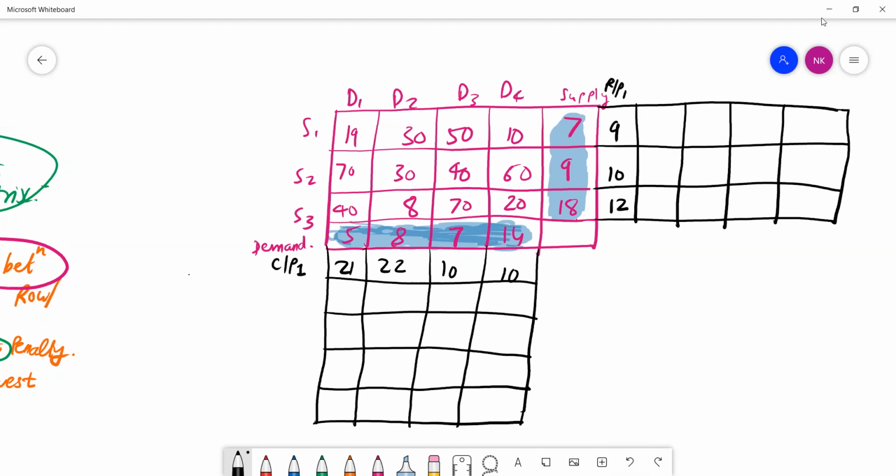Now look forward for the highest penalty. So which is the highest penalty? It's this one. This is the highest penalty, 22. So out of the penalties 21, 22, 10, 10, 12, 10 and 9, which is the highest penalty? It's 22. So allocate the units in the column representing this 22.